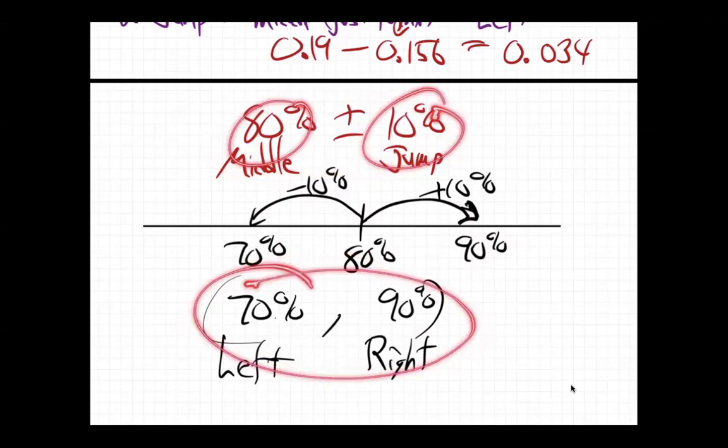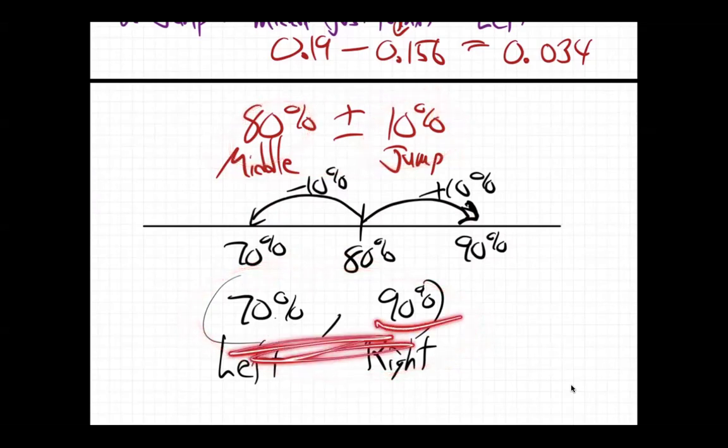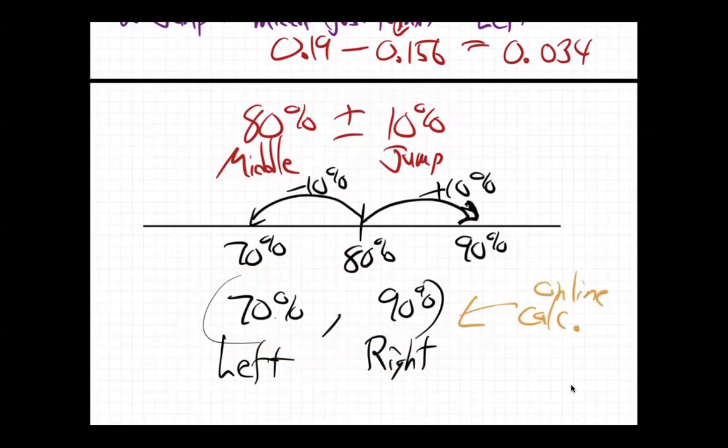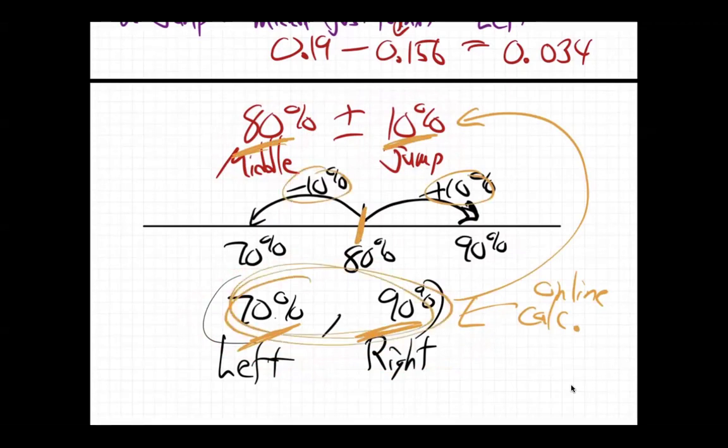Well, that's all we're doing. We just went from this one, 70 to 90, because that's what the online calculator gives us first. It gives us the left-right thing. So then how do we go back to the number right in the middle, and then the jump, the 10% up or 10% down? How do we do that? Well, we've got to find the middle of these two. What's the middle of 70 and 90?